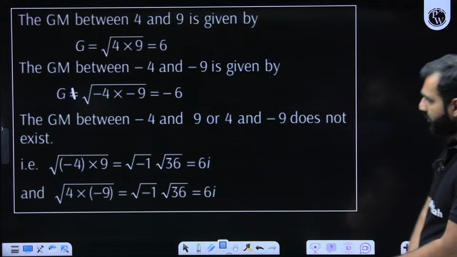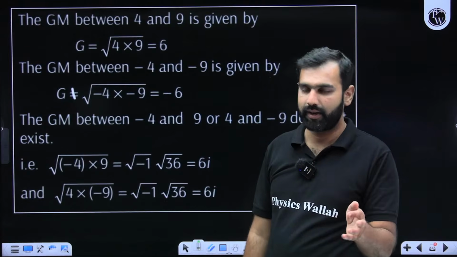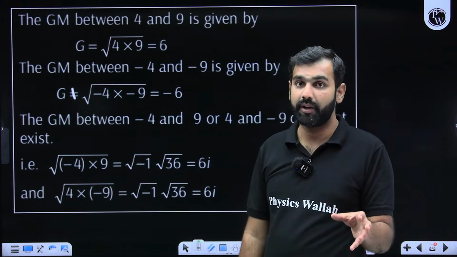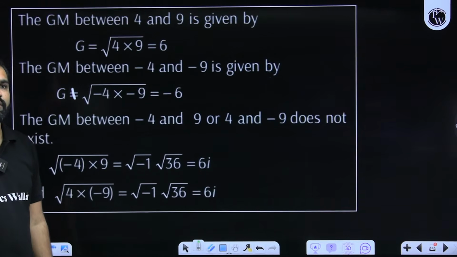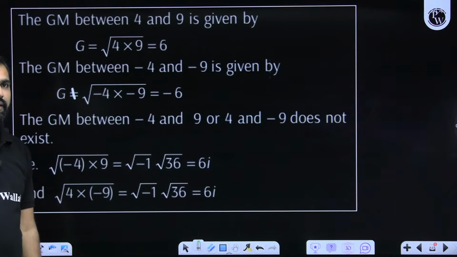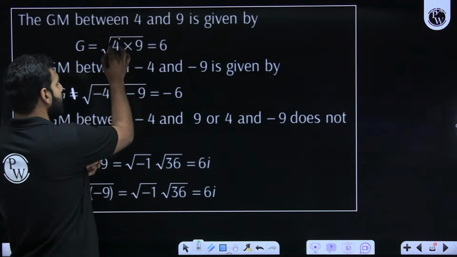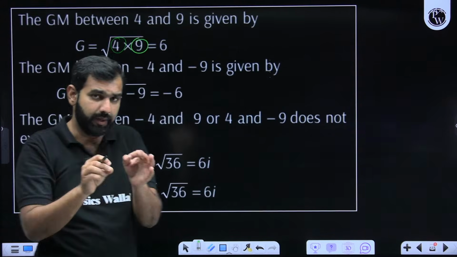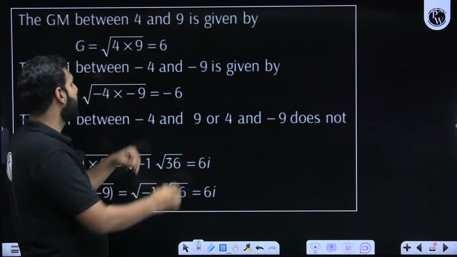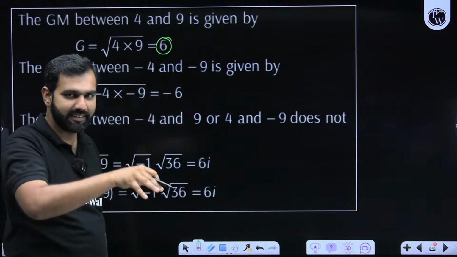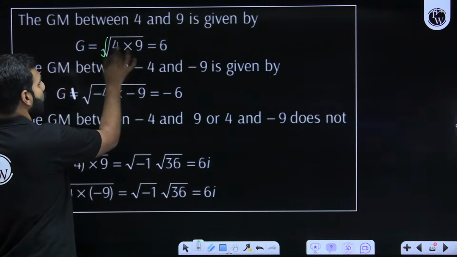Here, I wish to show you something very crucial. Let's say I'm given two terms, 4 and 9, and I wish to figure out the geometric mean. So what does geometric mean mean? Geometric mean means that between 4 and 9, a term should be inserted so that these three terms form a GP. So between 4 and 9, if I insert 6, then 4, 6, 9 form a GP. And how do we find 6? The geometric mean is the square root of 4 into 9.